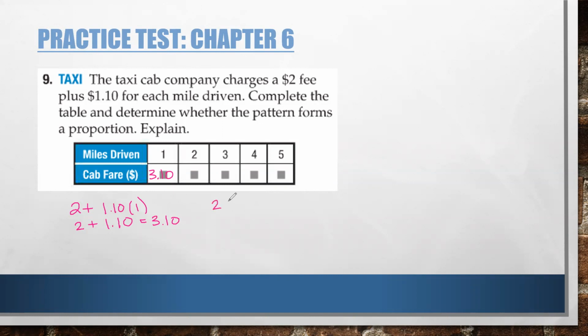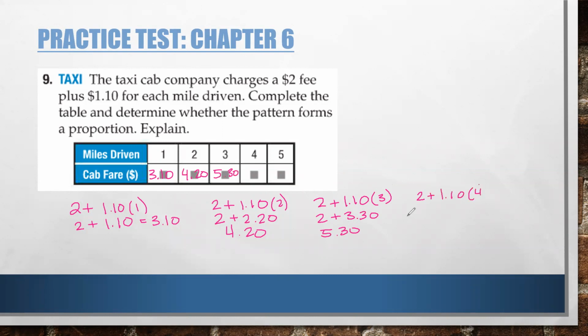And then if we have 2 miles, we'd multiply $1.10 times 2. So that'd be 2 plus $2.20, which would be $4.20. Okay, and then for 3 miles, same thing, 2 plus $3.30 for a total of $5.30. And then for 4 miles, this would be 2 plus $4.40, which would be a total of $6.40. And then for 5 miles, 2 plus $1.10 times 5, 2 plus $5.50 for a total of $7.50.